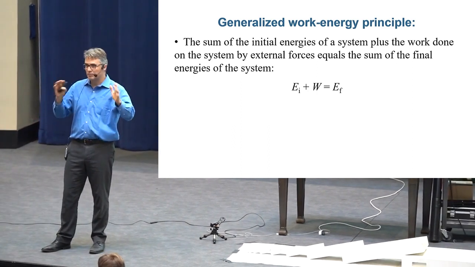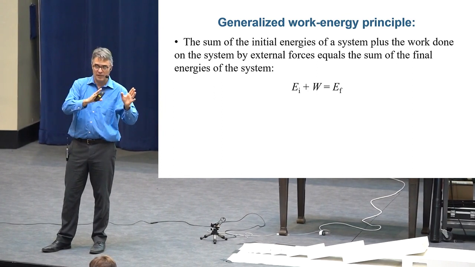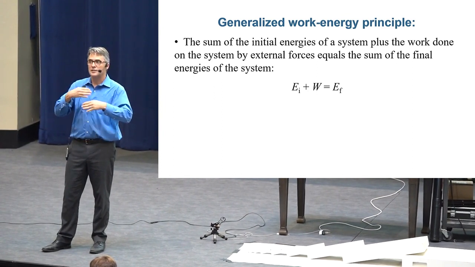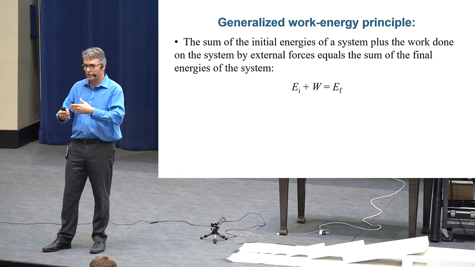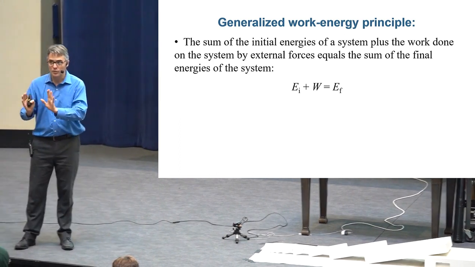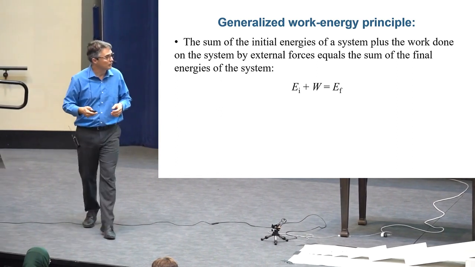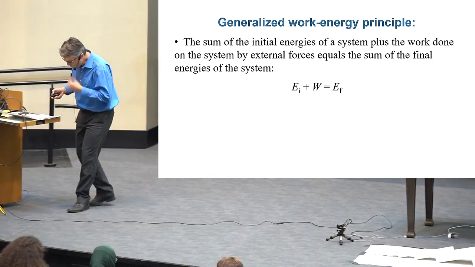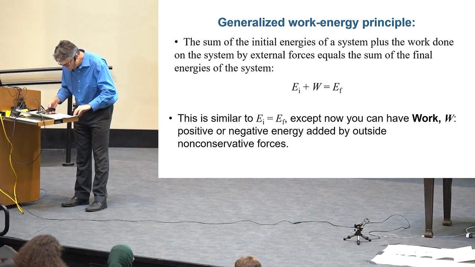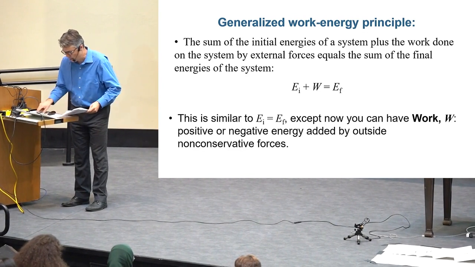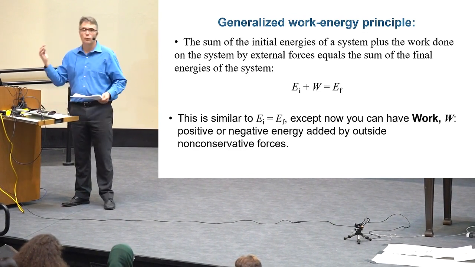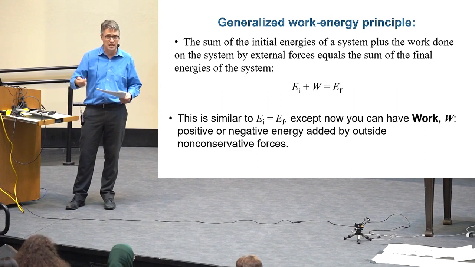So the purpose of impulse, a force times a time, is to change the momentum of an object. The purpose of work, which is a force times a distance, is to change the energy, I guess, of an object or a system. So I sometimes just put E initial equals E final, but the idea is that work done on the system can change the energy.